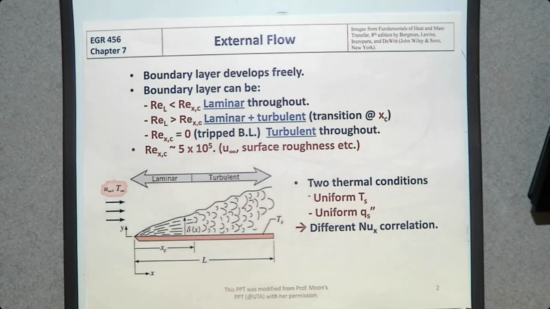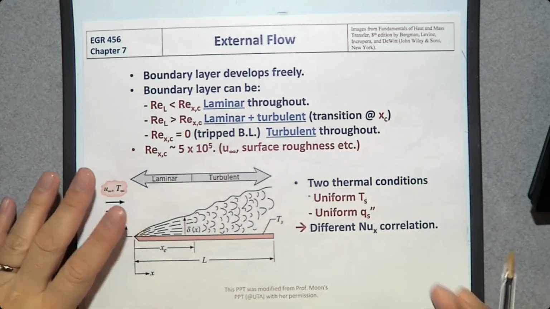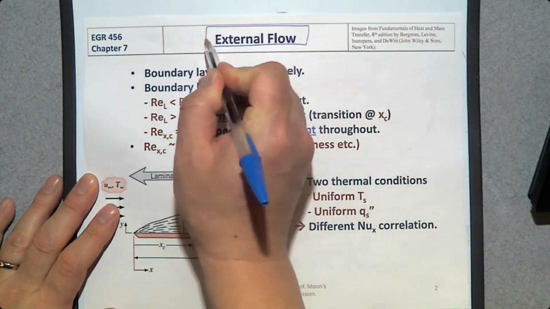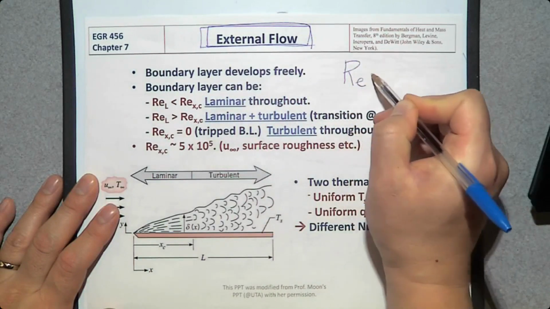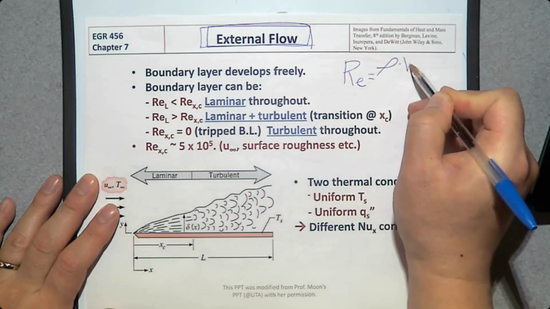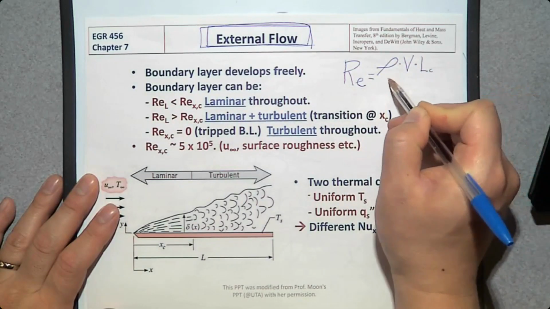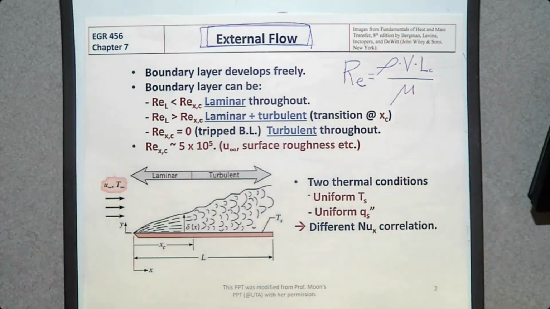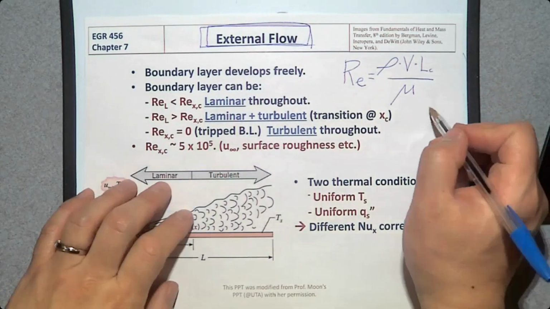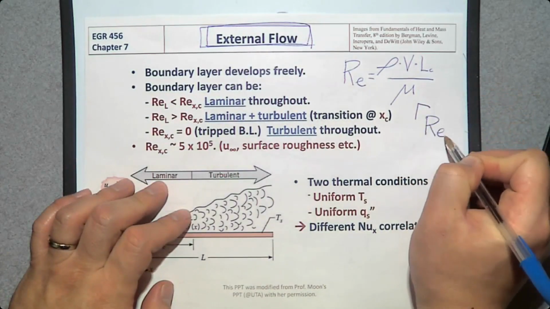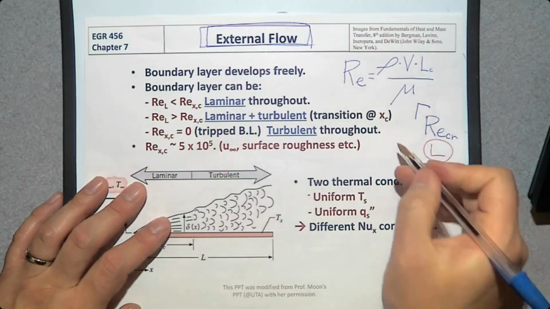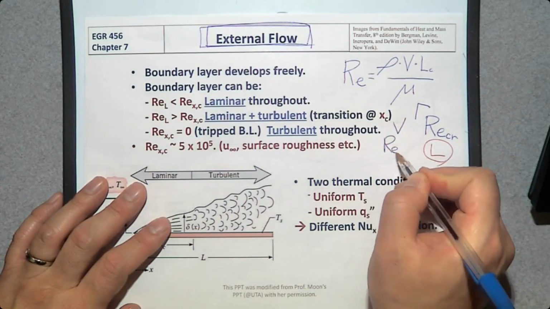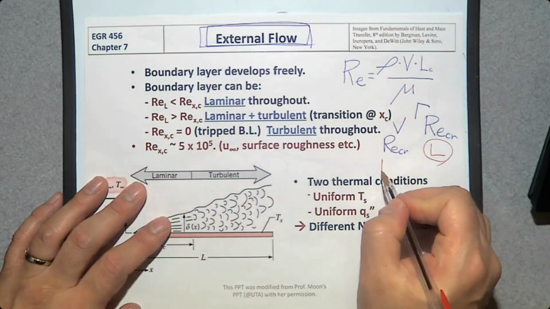So you should be able to determine whether it is laminar or turbulent, and that is pretty simple. If it is external flow over a flat surface, Reynolds number can be determined by density times velocity times characteristic length over dynamic viscosity. That should be less than the critical Reynolds number to be laminar flow. If it is greater than the critical Reynolds number, it's going to be turbulent flow.